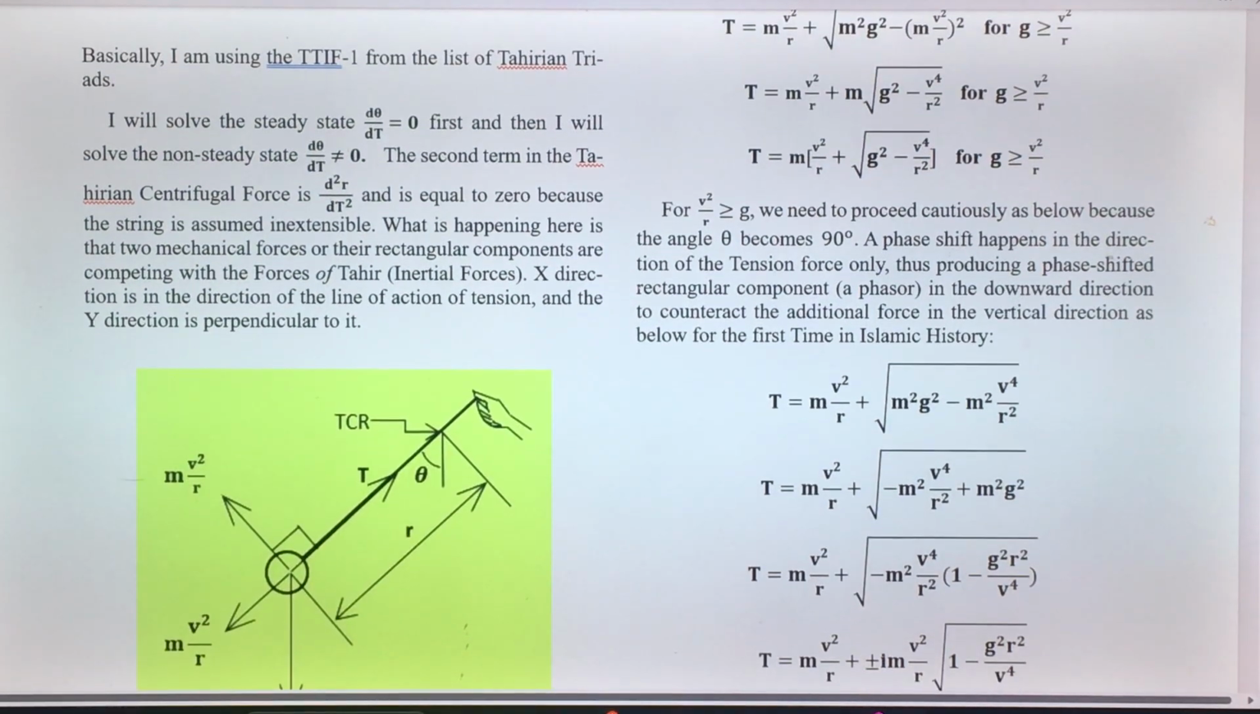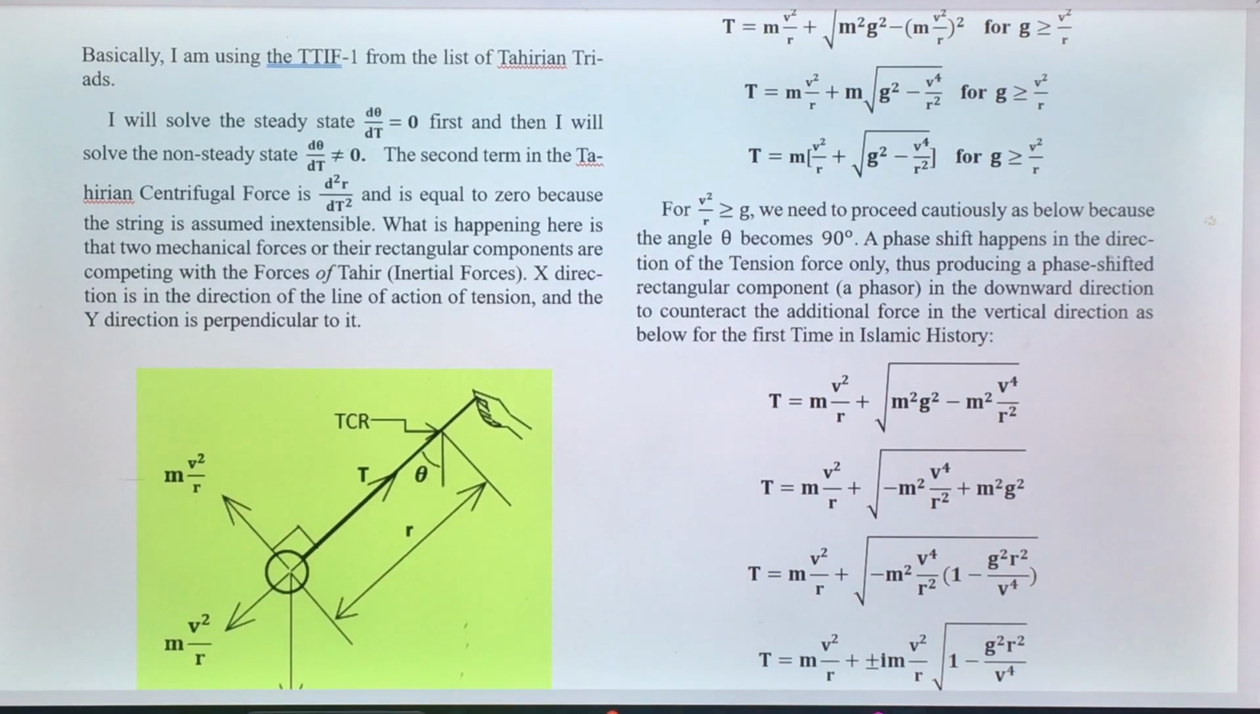Okay, for v square over r less than g, this is the tension. For v square over r greater than or equal to g, this is the tension. For v square over r greater than g, or g less than v square over r, we need to proceed cautiously as below because the angle theta becomes 90 degree.